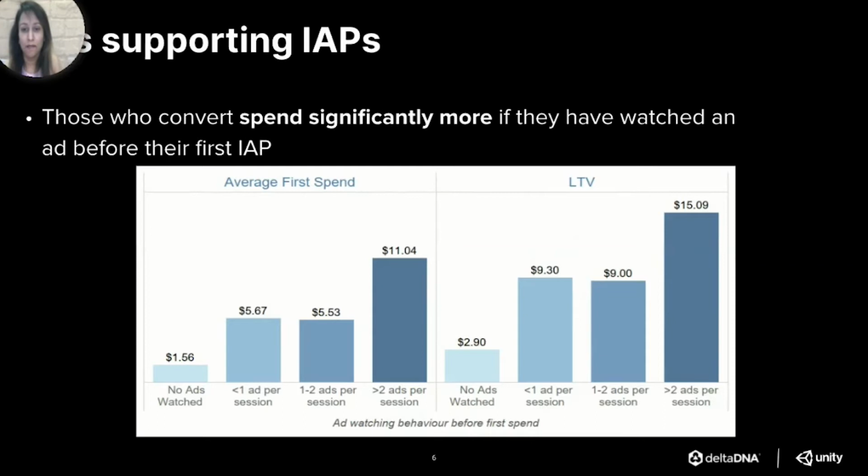So now we can see that those who spend significantly more have watched an ad before that first conversion event. The average first spend is on the left-hand chart, and on the right-hand side it's LTV. The average first spend goes from $1.56 if you haven't watched an ad before that first spend, to $11.04 if you have watched more than 2 ads per session before that first spend as a commitment.